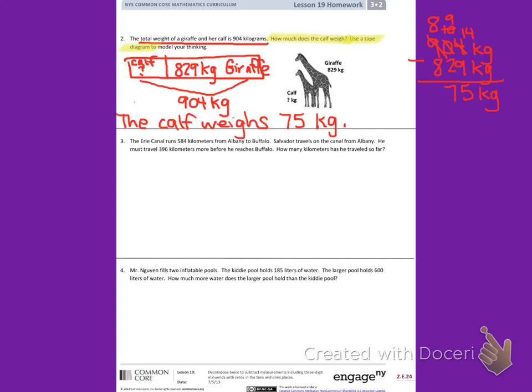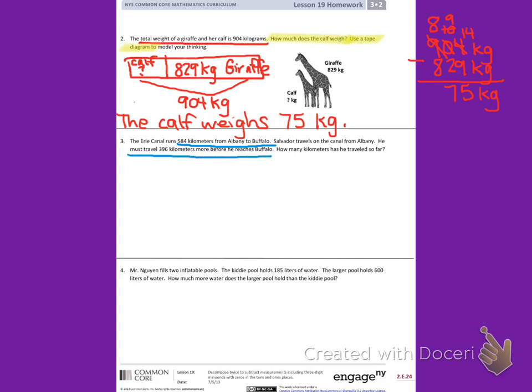Look at item 3. The Erie Canal runs 584 kilometers from Albany to Buffalo. Salvador travels on the canal from Albany. He must travel 396 kilometers more before he reaches Buffalo. How many kilometers has he traveled so far? Let's underline the important information. The Erie Canal runs 584 kilometers from Albany to Buffalo. Salvador travels on the canal from Albany. Nothing to underline there. He must travel 396 kilometers more before he reaches Buffalo.